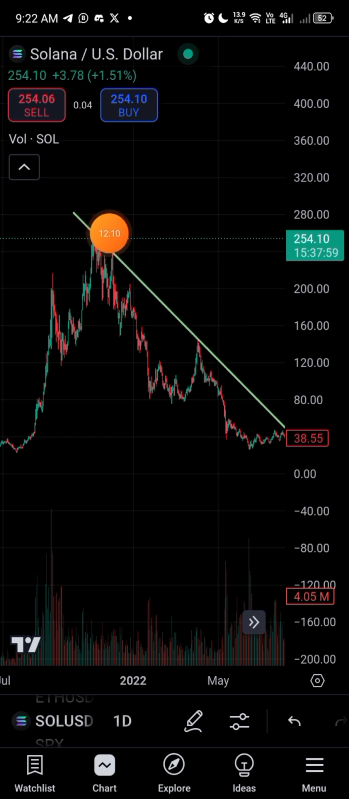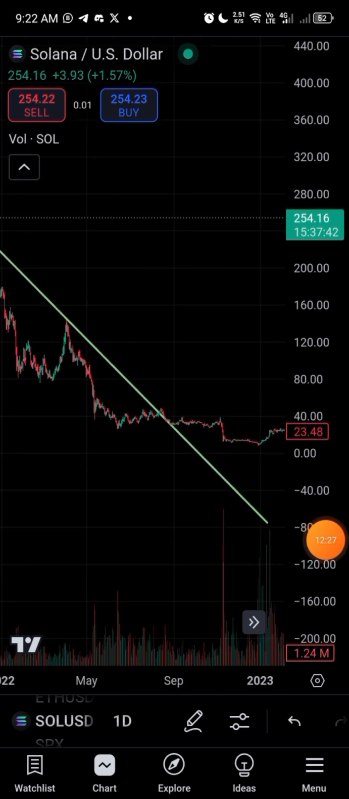This is the high. This is the first high. It came all the way down. It went up. It did not break this high. So it made a lower high here. And it came all the way down here. Tried to go up. It did not break it. It made a lower high again. And it broke. And made a lower low. You can see it here.